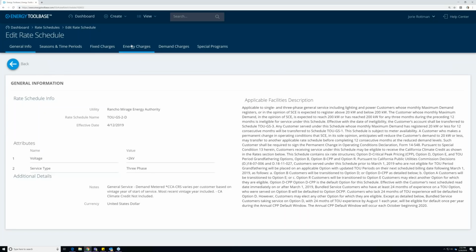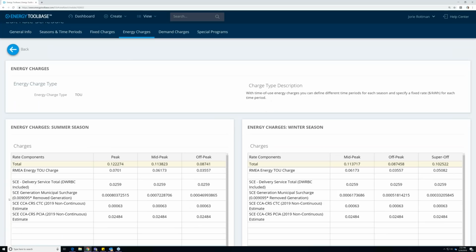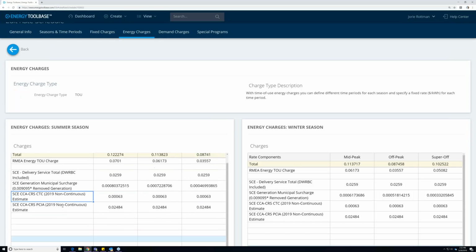Same as the PG&E rates, you'll see here for these additional charges, we have a year listed. That year is a vintage year. So that's the year the customer establishes generation with the CCA, and that year will stay with the customer. The charges can update, but that year will always remain the same. You should be able to see it on your bill, so it should be clear, but ETB does apply the most current year as an estimate.